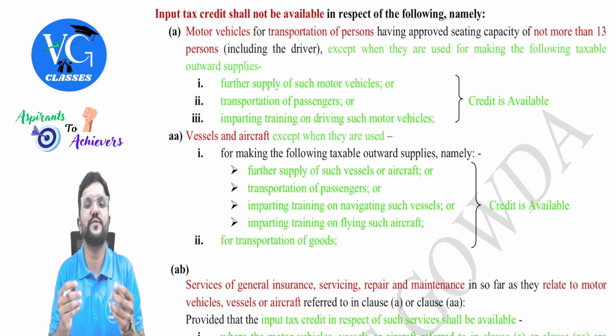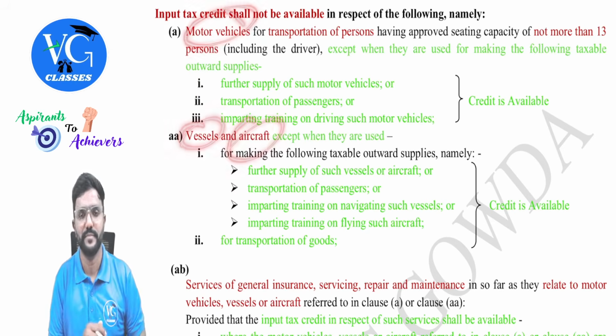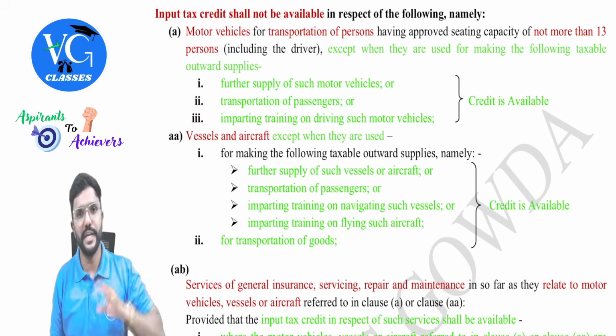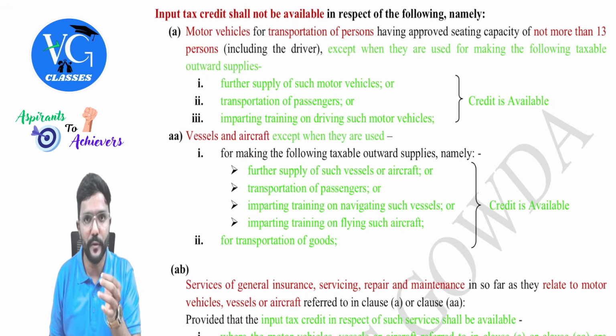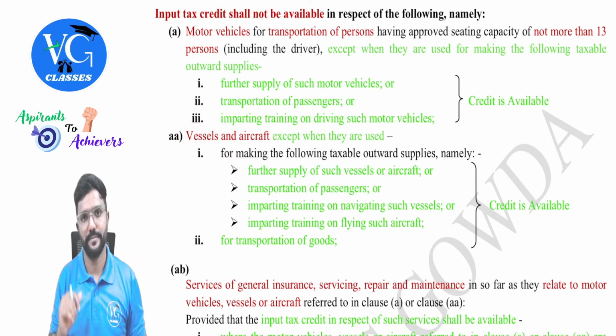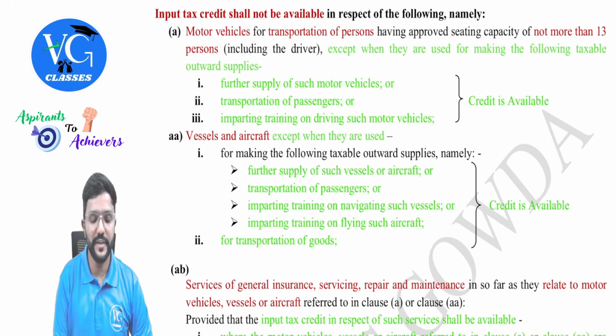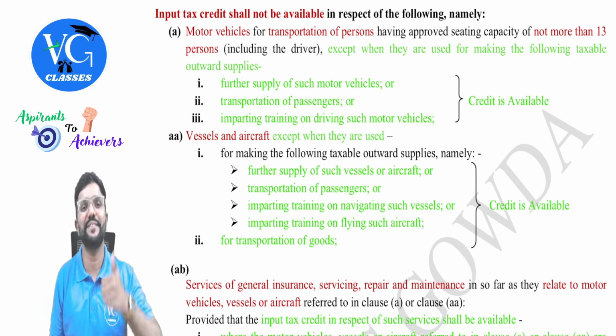Sir, what if I don't have so much money to purchase? I am taking a motor vehicle, vessel or aircraft on rent or on lease. So I am paying a rent amount, and on that rent, I am paying GST. Can I claim the credit? No, it is blocked. That means when you are taking the vehicles on rent, guys. Okay? Yes. But if it is used for the following purpose, is credit available?